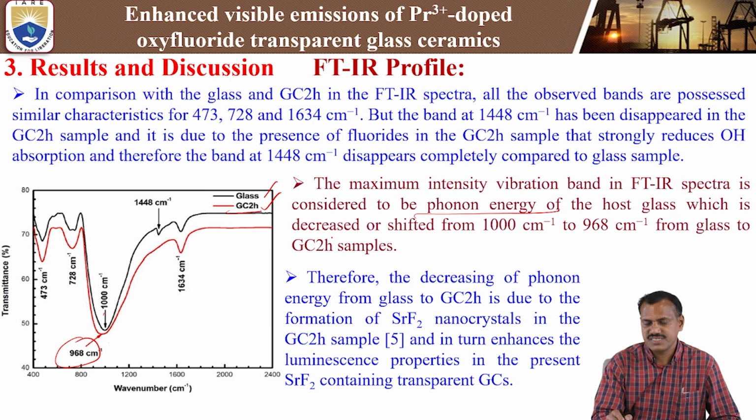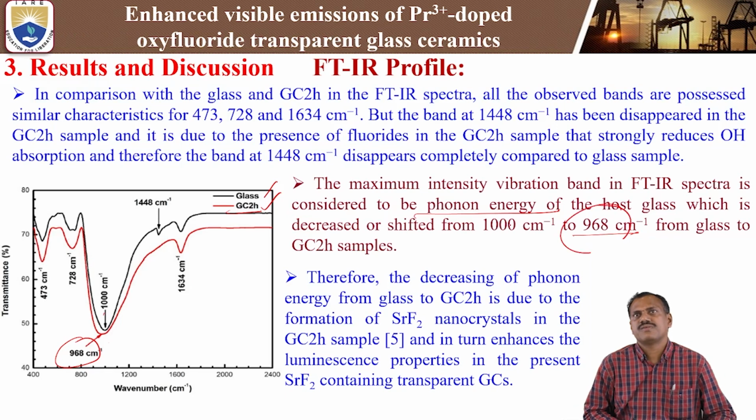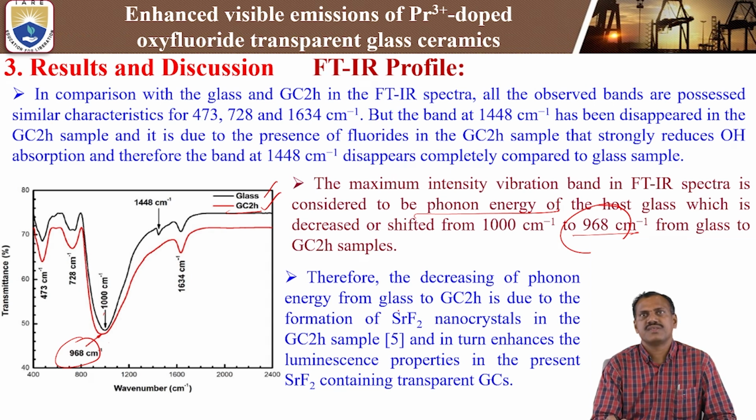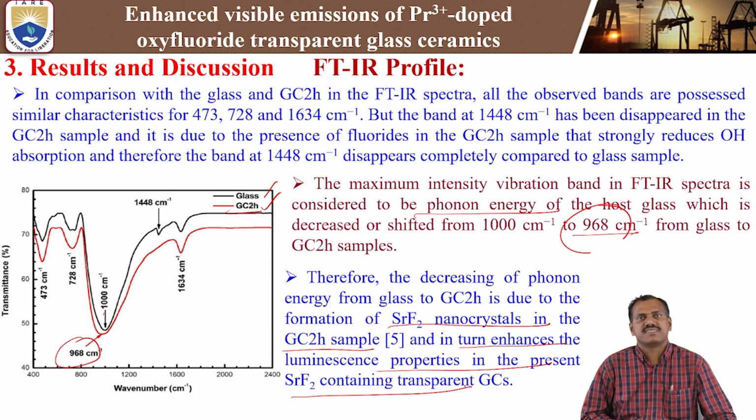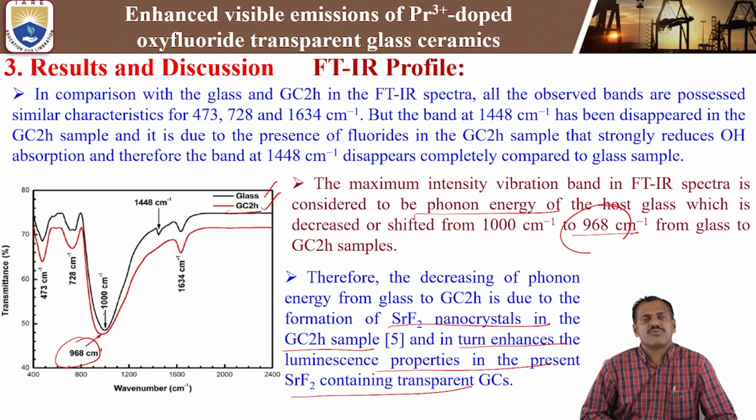That is the host glass phonon energy shifted from 1000 to 968 centimeter inverse from the glass to glass ceramic. So this is the decrease of phonon energy. It shows the decrease of phonon energy from the glass to glass ceramics due to the formation of transition fluoride nanocrystals in the glass ceramic sample, which in turn enhances the luminescence properties in the present transition fluoride transparent glass ceramics. Whenever the phonon energy decreases, enhancement of optical or luminescence properties automatically takes place. That is what we study using the FTIR analysis.